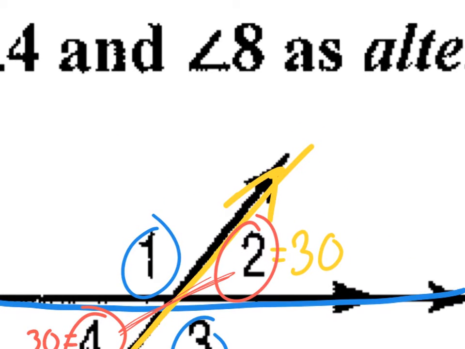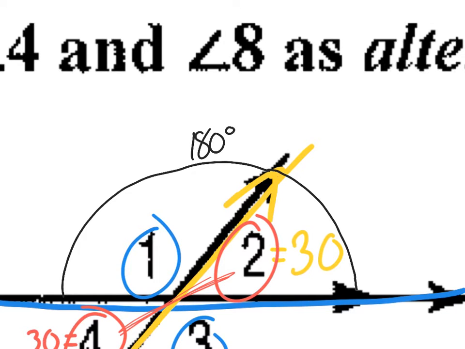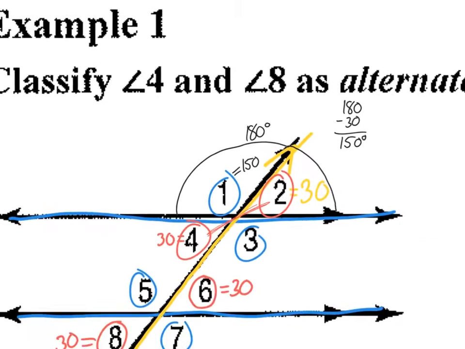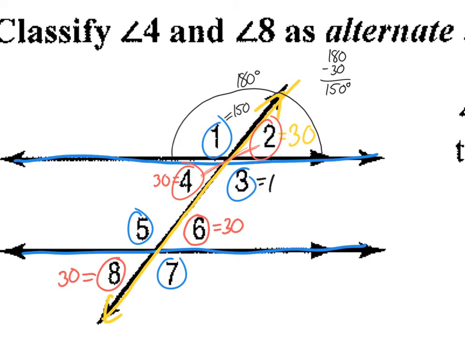Looking here at just angle 1 and angle 2, I know that angle 1 combined with angle 2 make up a flat line. So these two together make up 180 degrees. I know angle 2 is that 30 degrees. So if I take 180 and I take away those 30 degrees of angle 2, I know that angle 1 is going to be 150 degrees. Because I know angle 1, I now know angle 3 is 150. I know angle 5 is 150, and I know angle 7 is 150 degrees.